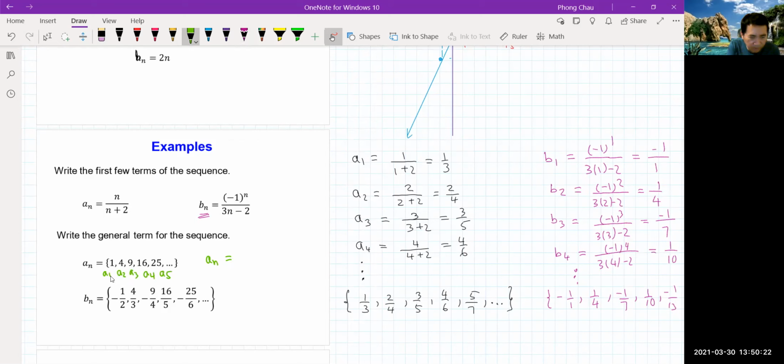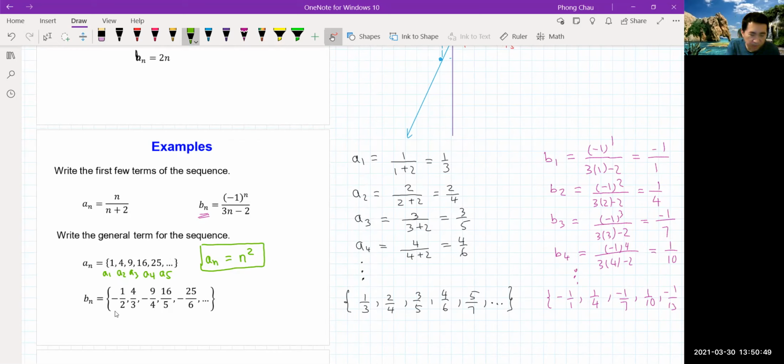You see how the 1, 2, 3, 4, 5 are related to these? You can see that really it's 1 squared, 2 squared, 3 squared, 4 squared, 5 squared. So that will be n squared. That's the formula. And you can check, right? Plug 1 in, you get 1, plug 2, you get 4, plug 3, you get 9. So that's how we do it.